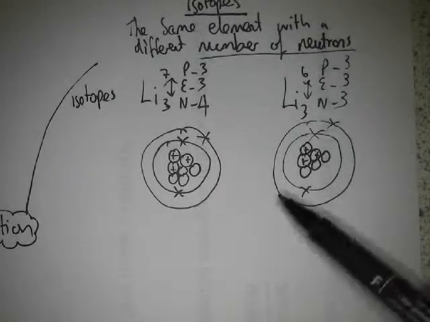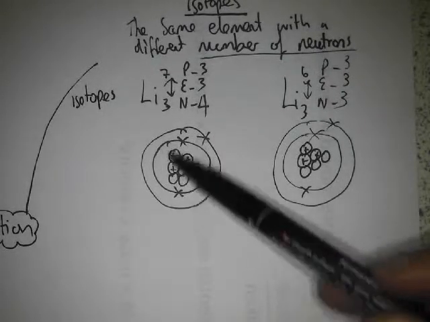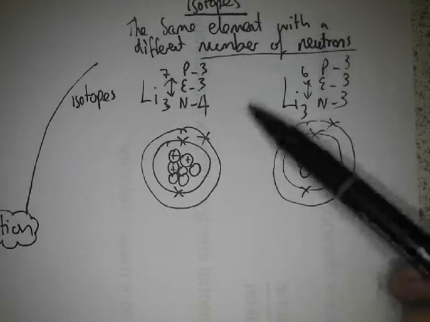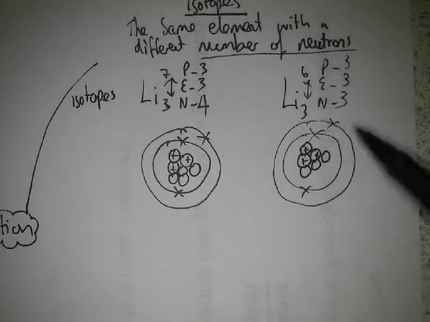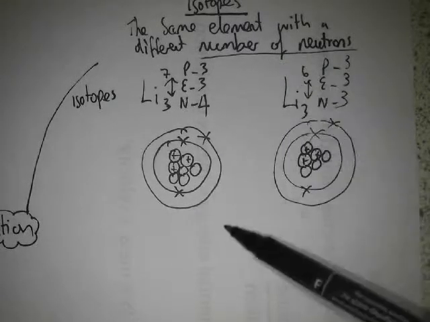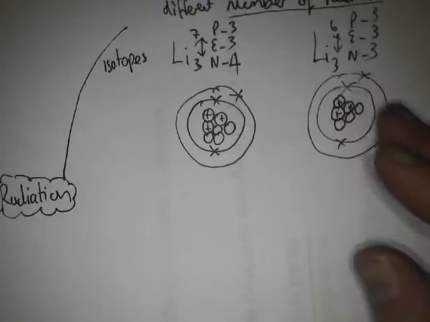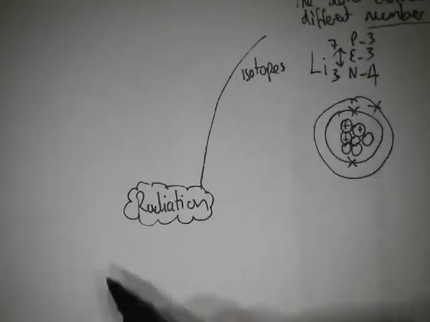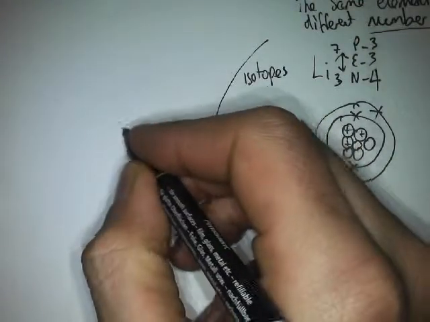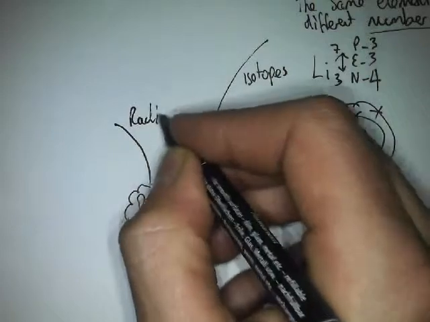Right. So, why do these exist? Well, these exist because every element in the periodic table mostly comes in different forms, in isotopes, and it just means one's more unstable than the other. So, let's now talk about the different types of radiation that you need to know about and that we come across.